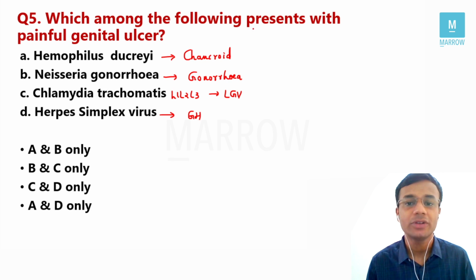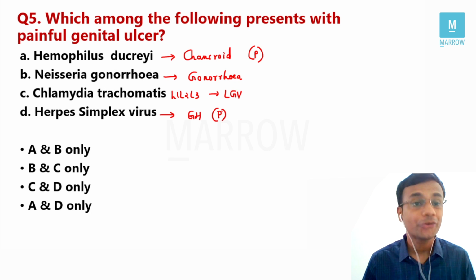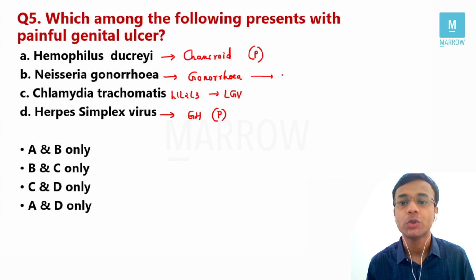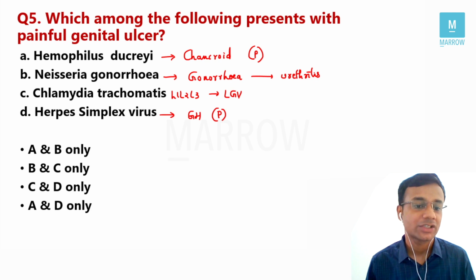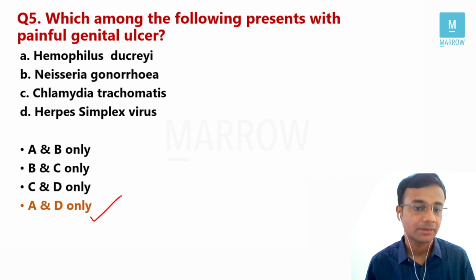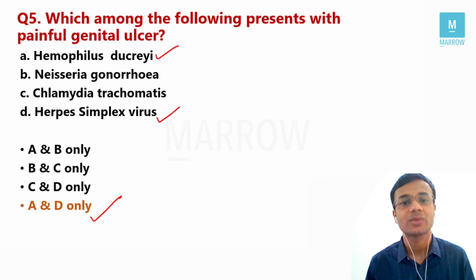Now let's see which is painful. Chancroid is painful. Genital herpes is also painful. Gonorrhea is painful, but it produces urethritis. That is why we have to exclude it. That's why the correct answer has to be A and D only, which are Haemophilus ducreyi and herpes simplex virus.